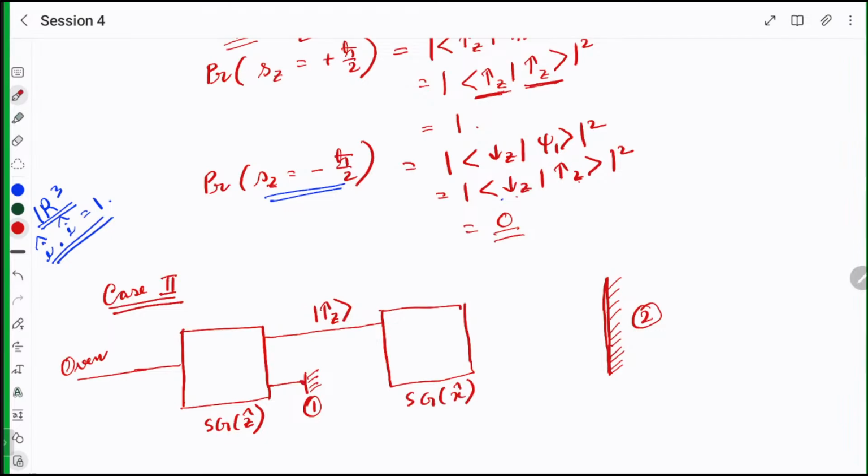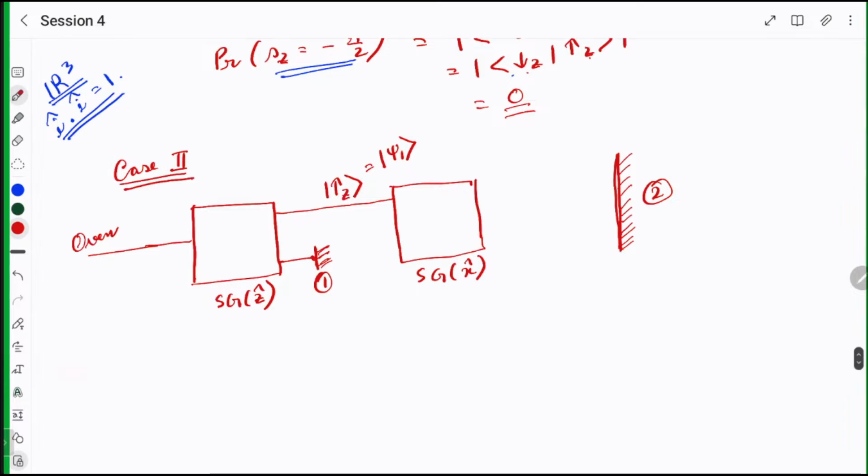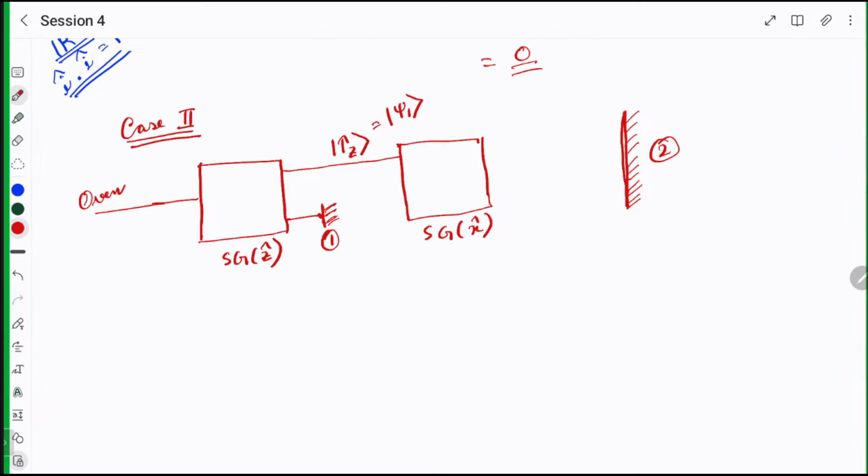Now let's say again this is psi1, and here we are placing the Stern-Gerlach along X and measuring here. Classically, you would expect 0. If it is in the up Z state, you would expect that it is 0. But let's see what it is in quantum mechanics. So you're actually measuring Sx here.